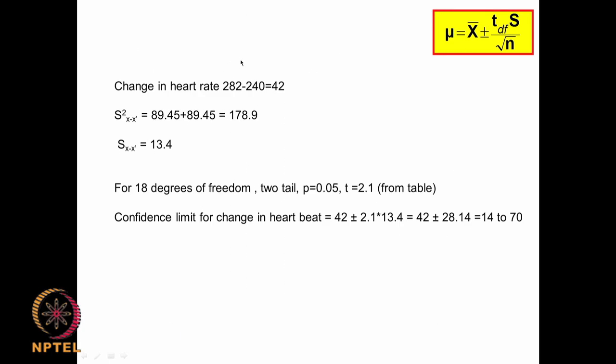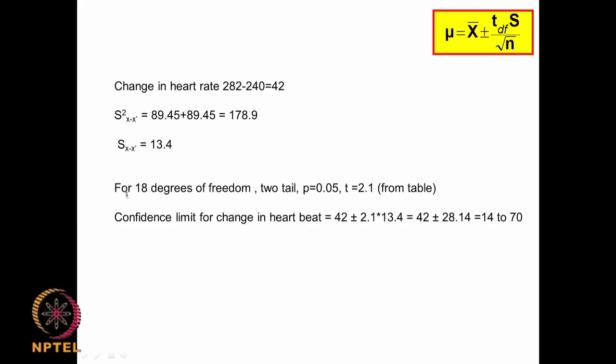Now I want to know the change in the heart rate. So what is the change? 42 is the change in the heart rate. So I need to calculate the overall standard error. Understood? So the overall standard error, how do I do it? I have both the same, right? 89.45, this is the variance, 89.45 plus 89.45, that comes out to be 178.9. So I take a square root of that, I will get 13.4.